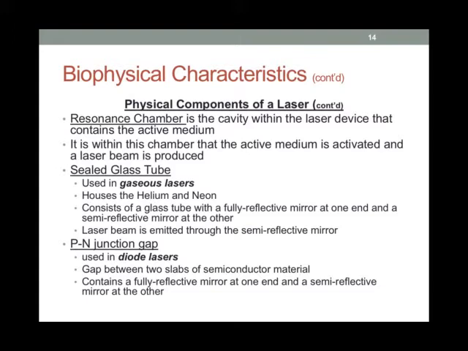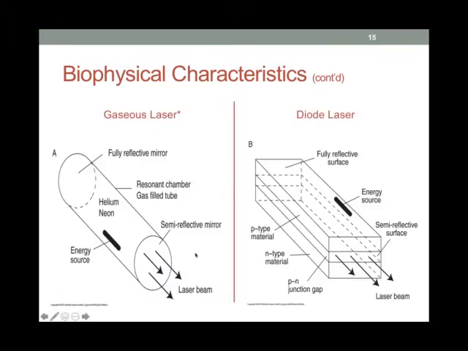So there's a fully reflective mirror on one end so that all the photons bounce off that, and a semi-reflective mirror, so that's the end at which the laser will be emitted. Okay, so the gaseous laser looks kind of like this. It's a tube, there's helium and neon in it, there's an energy source, and then the fully reflective mirror, so the photons are going to be bouncing back and forth, and then they get emitted through the semi-reflective mirror.